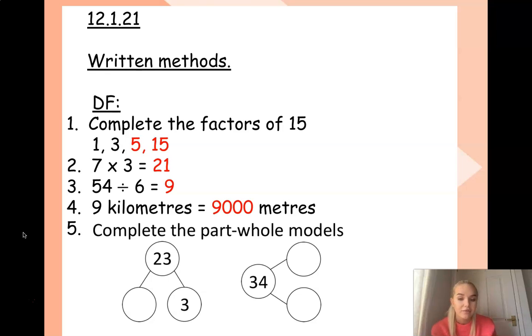Finally, number 5, complete the part-whole models. We are partitioning these part-whole models into their tens and ones. So 23 can be split into 20, 2 tens, and 3 ones, in the same way that 34 can be split into 30 because it has 3 tens, and 4, which is 4 ones. So your answer should be looking a little bit like this.